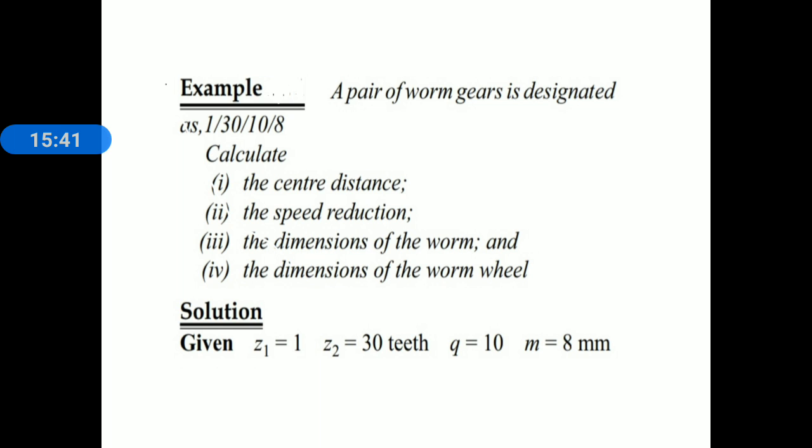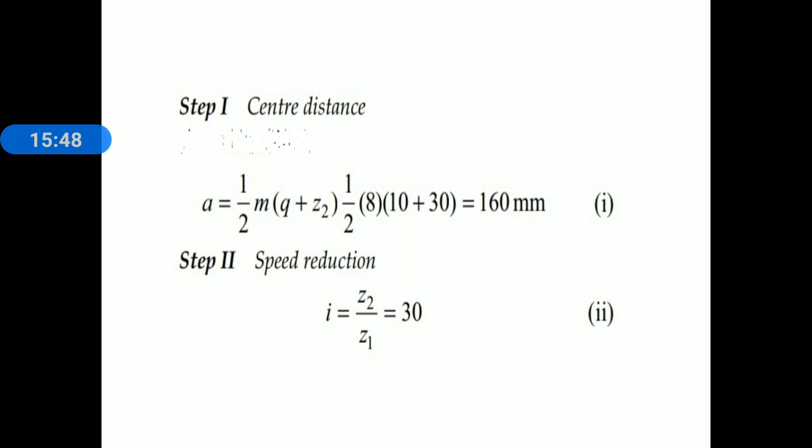This is the given data. Now here we have to determine the first point, the center distance. Step number one, center distance. We know the relation for center distance. In case of worm gears, A is equal to M by 2 into (Q plus Z2).